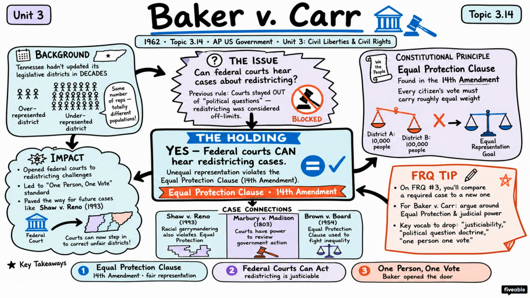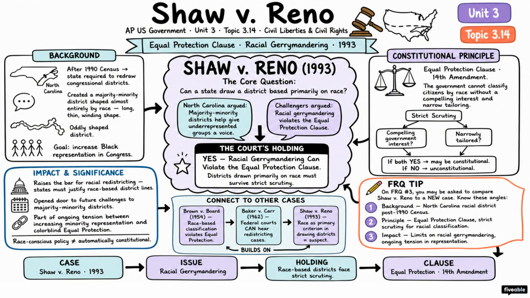Baker versus Carr established that federal courts can hear redistricting cases. The holding affirmed that unequal representation violates the Equal Protection Clause of the 14th Amendment, leading to the quote, "one person, one vote" standard. Shaw versus Reno addressed racial gerrymandering. The court ruled that districts drawn primarily on race must survive strict scrutiny under the Equal Protection Clause.